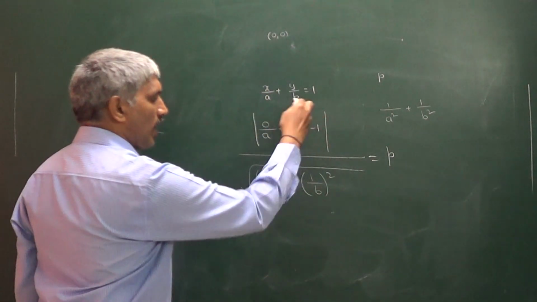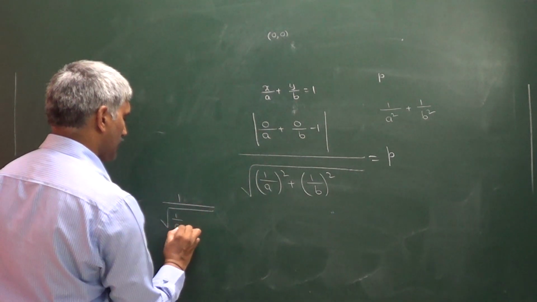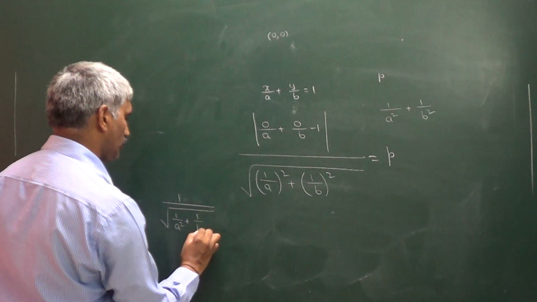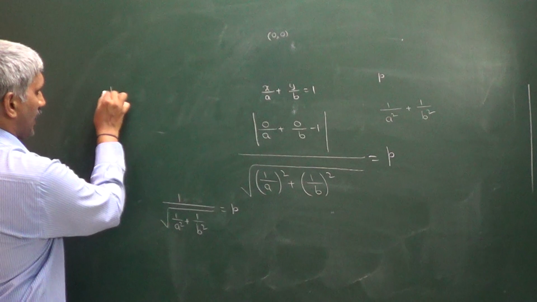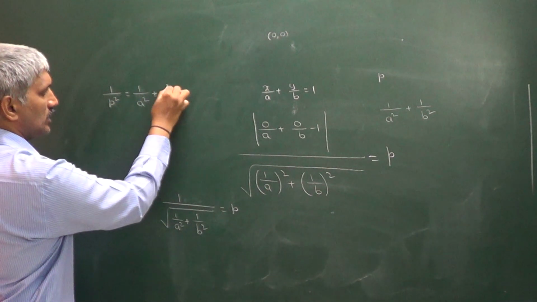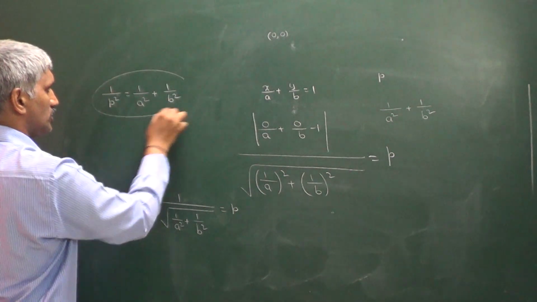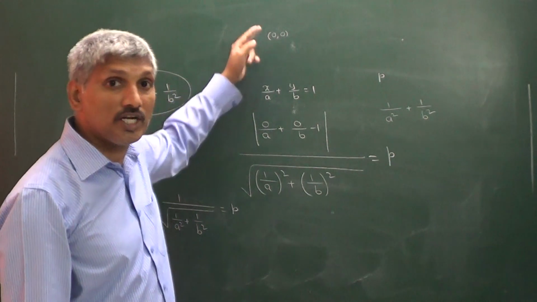Now this value is 1. So 1 divided by root over 1 by a square plus 1 by b square is equal to p, as given. Now squaring on both sides, you will get 1 by p square is equal to 1 by a square plus 1 by b square. That is the way of finding the perpendicular distance from the origin to the line.